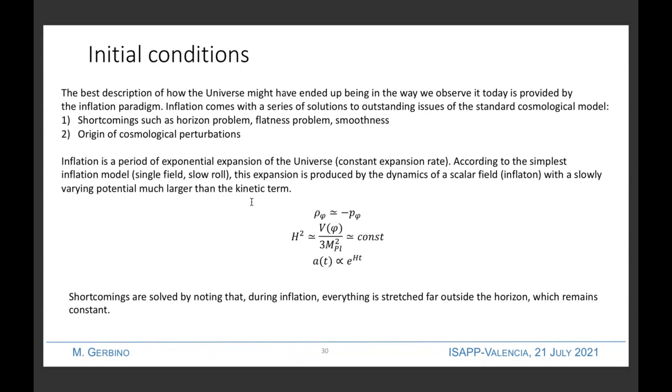This paradigm is provided by inflation, which comes with nice solutions also to historical shortcomings of the standard cosmological models. These historical shortcomings, you might have heard about them many times, are related to the so-called horizon problem, flatness problem, and extremely high smoothness of the universe, and they can all be recast in terms of the following. Even if we observe perturbations and fluctuations in the components of the universe, these fluctuations are very small when compared to the background value of these quantities. You may think, for example, we will see in a while that the anisotropies in the CMB are at the level of 10 to the minus 5 compared to the average value of the CMB temperature.